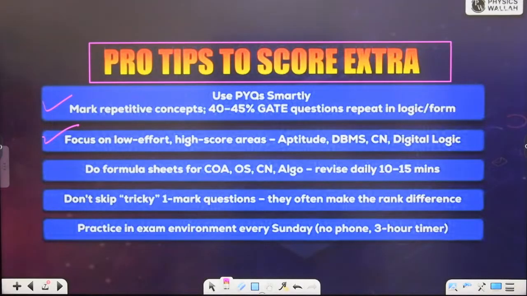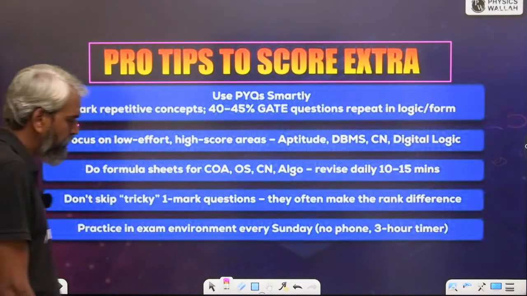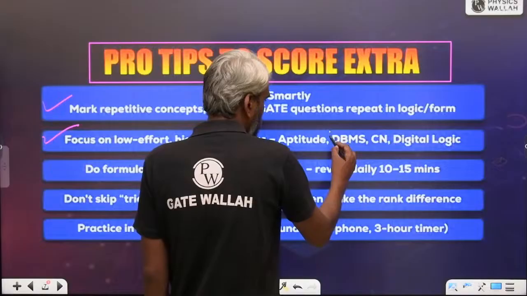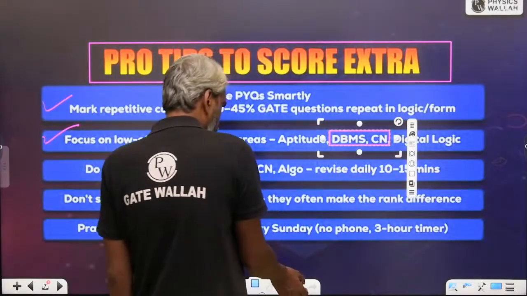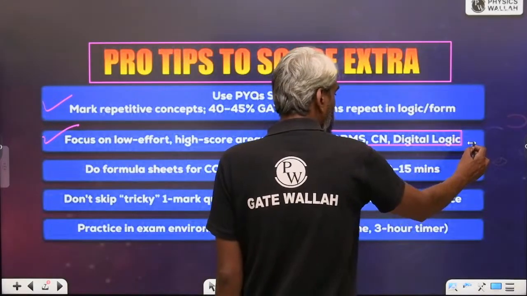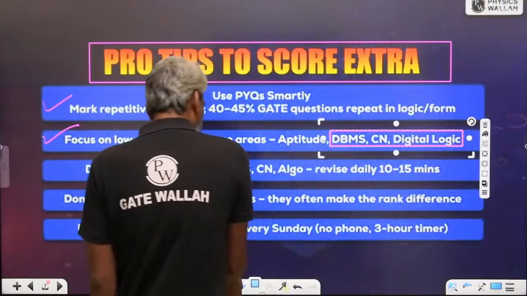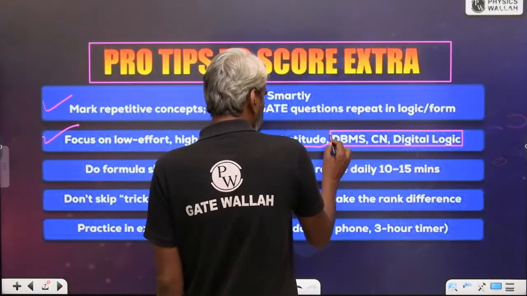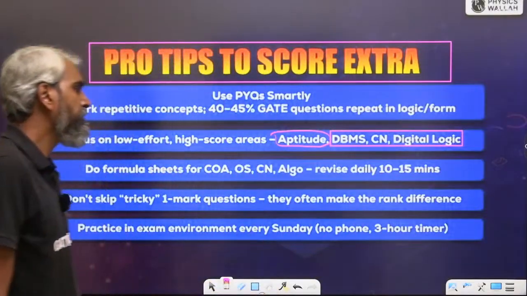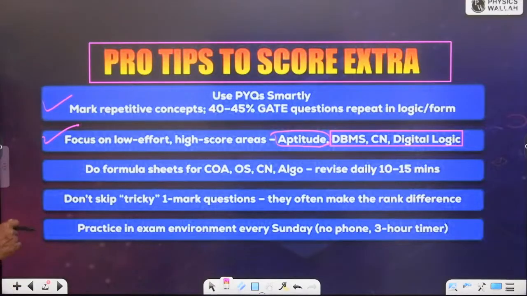So focus on those low effort and high score areas. If we talk about those low effort and high score areas, then DBMS, CN, and digital logic is one of that area. If you make yourself comfortable with aptitude, then also it will be helpful, because aptitude carries a very high weightage in terms of overall marks of GATE exam. So 15 marks of questions will be asked from aptitude only.